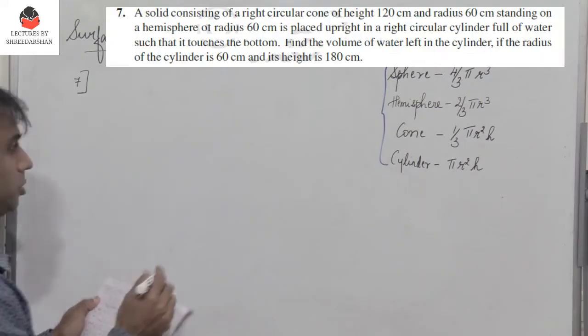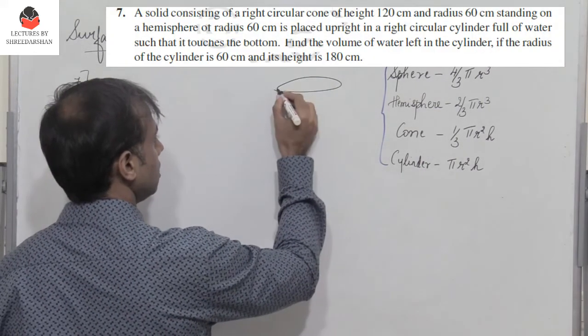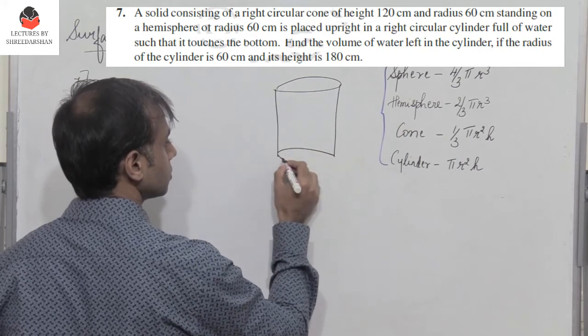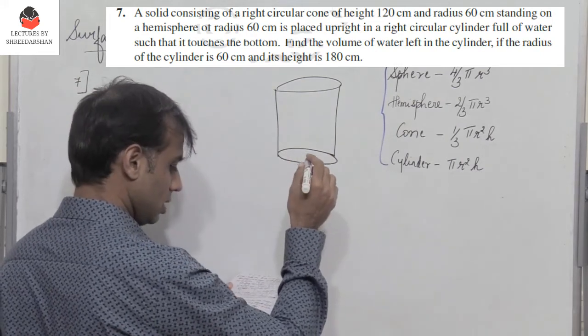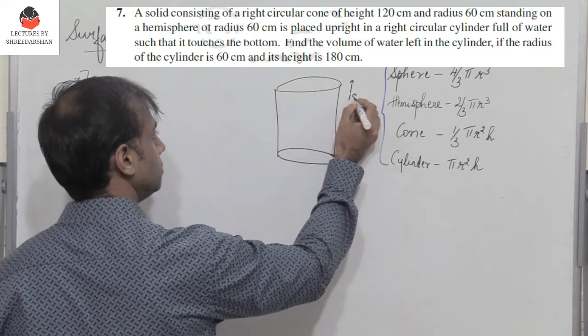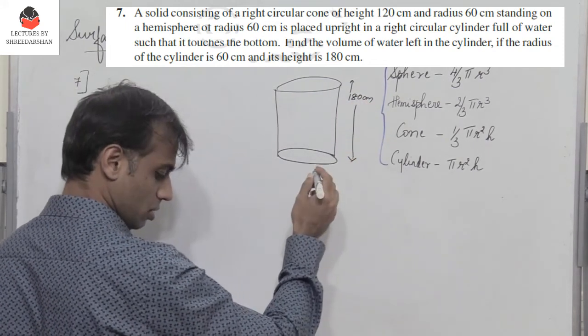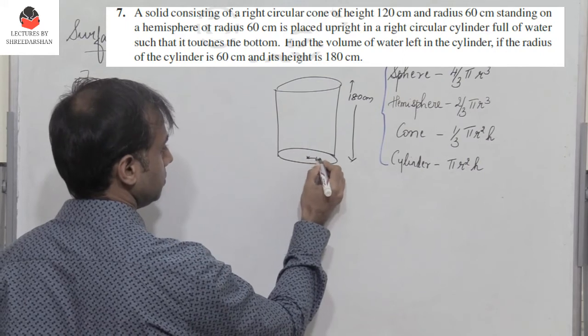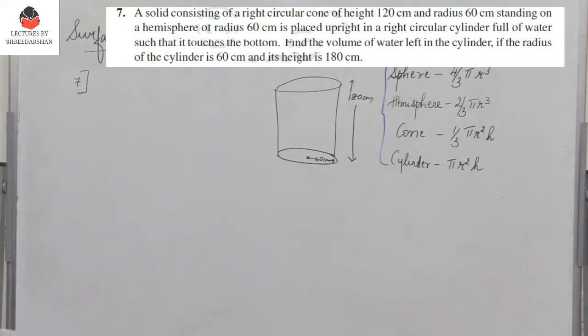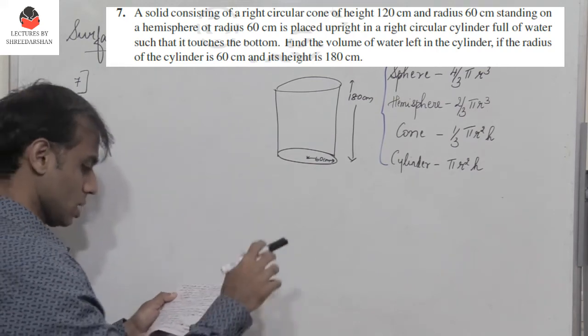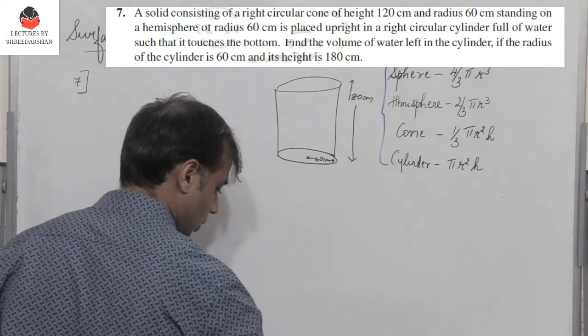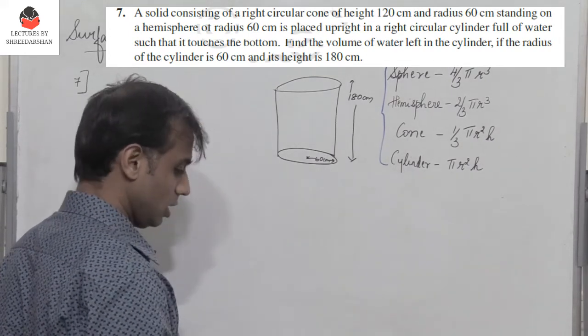Problem 7 is a very interesting one. It states that there is a cylinder, and the cylinder height is 180 centimeters and its radius is 60. It has been filled with water first. Now inside this we are inserting a solid. Now how does this solid look like?